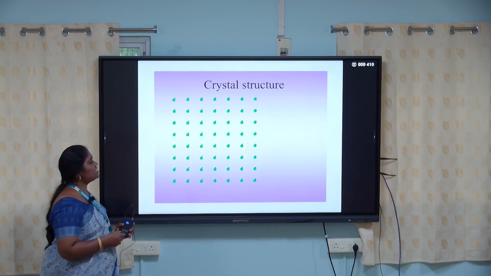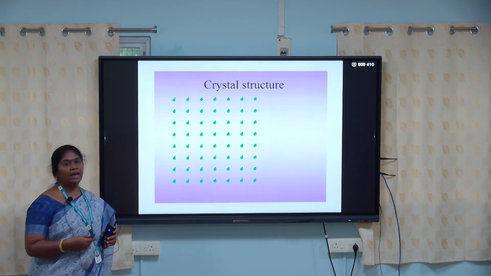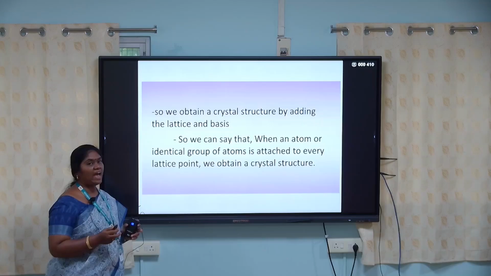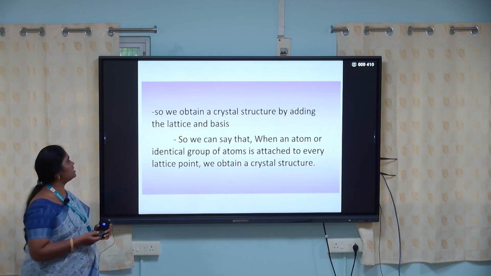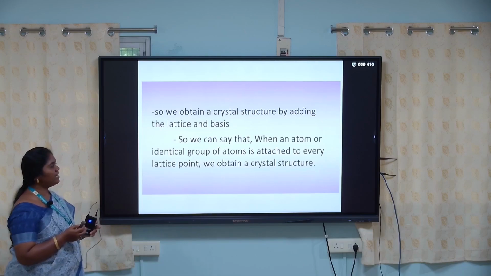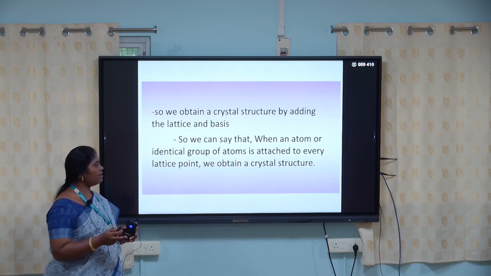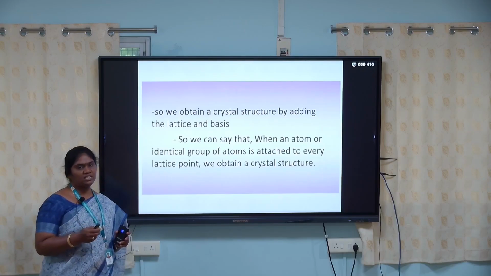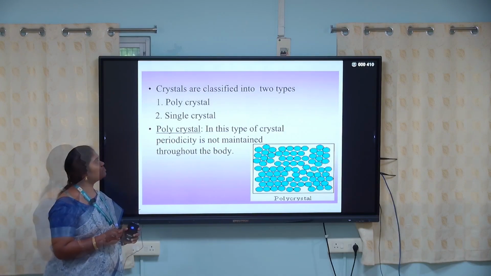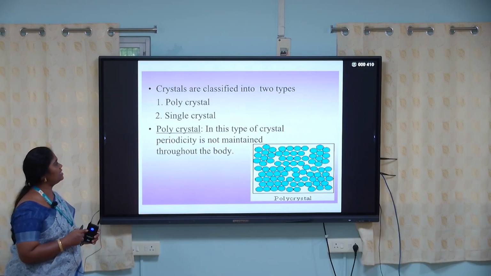So here you can see the crystal structure which is the combination of lattice and basis. So we can obtain the crystal structure by adding the lattice and basis. So we can say that when an atom or identical group of atoms is attached to every lattice point, we can obtain the crystal structure. So crystal structures are classified into 2 major types. One is polycrystal, the second one is single crystal.